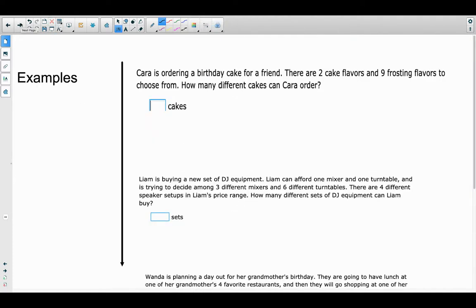Okay, these are examples from our IXLs that we're going to be doing. We're going to be doing IXL II1. They're I's, not L's. II1. Called counting principle. And we're going to come up with how many outcomes we have. So Kara's ordering a birthday cake for a friend. There are 2 cake flavors, 9 frosting flavors to choose from. How many different cakes can you have? Well, 2 cakes times 9 frosting will give me a total of 18 different combinations, so 18 different outcomes.